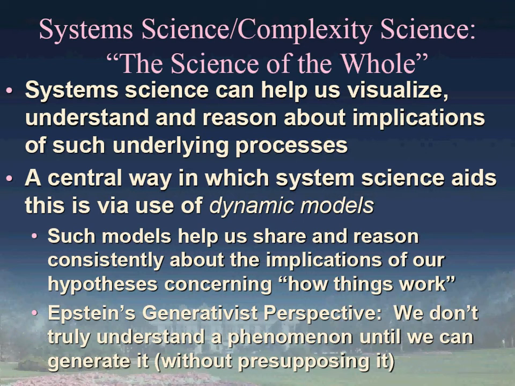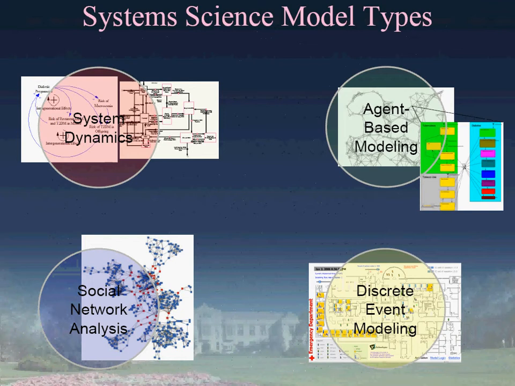So we're going to be talking about some aspects of these models, and I'd point to Josh Epstein's work, and I've provided you links to it on the site, this generative perspective. He argues in this generative manifesto, we don't truly understand something. We don't truly understand health disparities until we can generate it without presupposing it, until we can see how it results from the system without presupposing it. So I'm going to be talking here about three major types of dynamic modeling: system dynamics, agent-based, and discrete event, and offering a few words on hybridization.